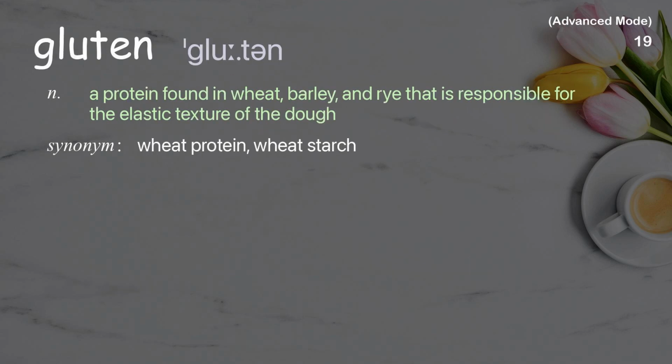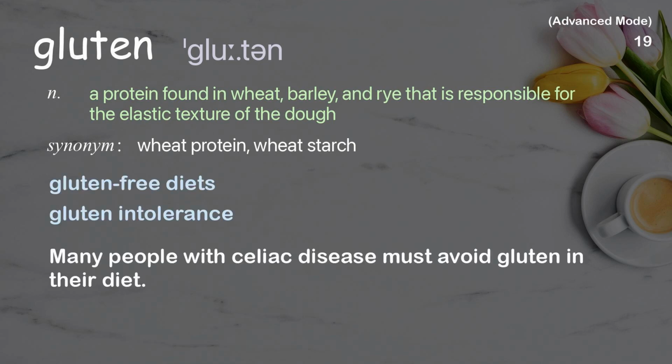Gluten. A protein found in wheat, barley, and rye that is responsible for the elastic texture of the dough. Examples: Gluten-free diets, gluten intolerance. Many people with celiac disease must avoid gluten in their diet.